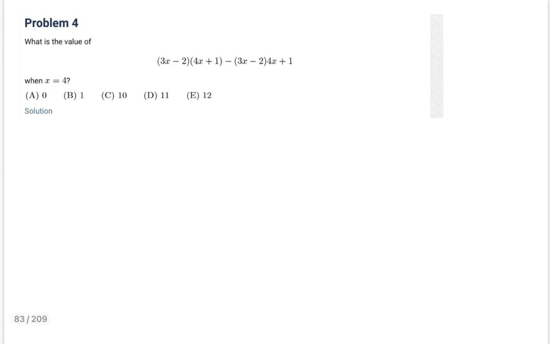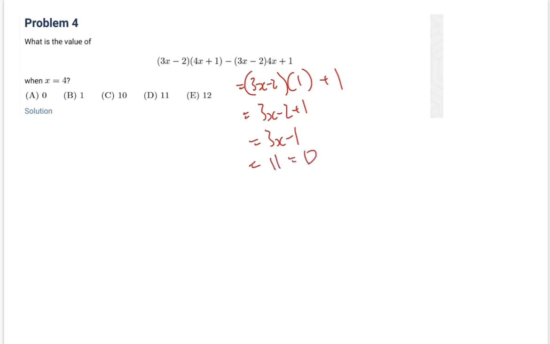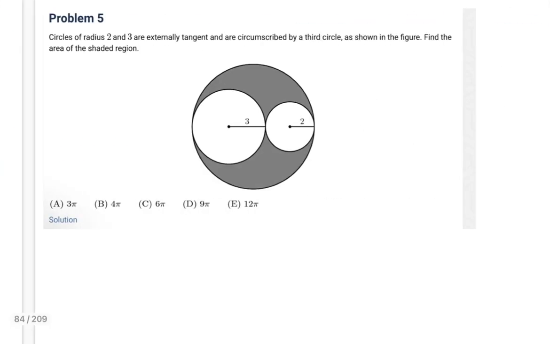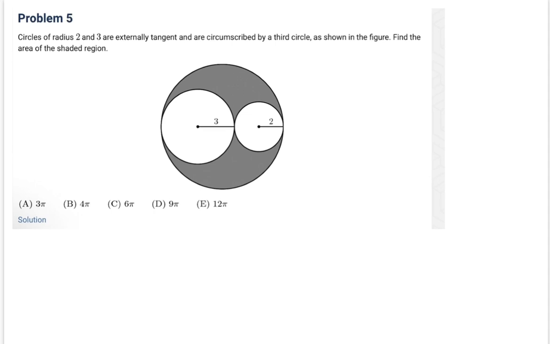Problem number 4, what is the value of this thing? So the important thing here is to see that this and this, so they are distinct, right? So this would be 3x minus 2 times, and then we add these two, times 1, and then plus 1, which is 3x minus 2 plus 1, which is 3x minus 1, and x minus 4, this would be 11. So it's D.